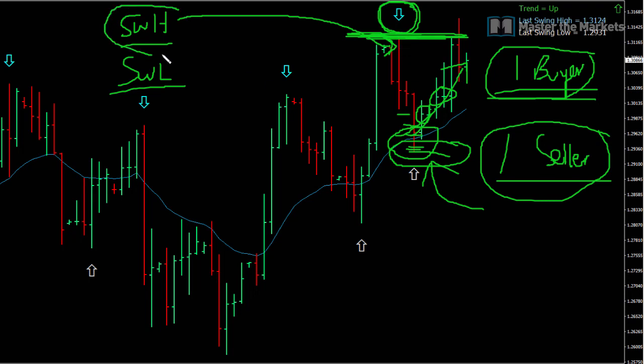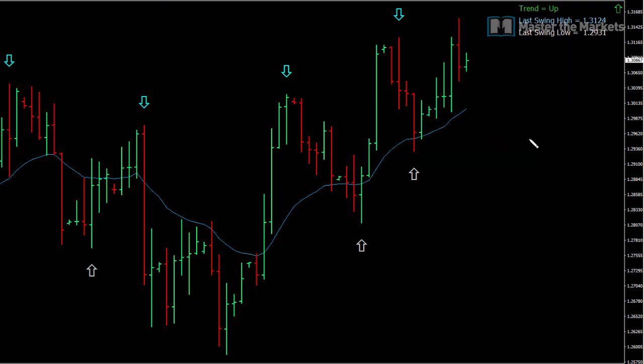So you can see it either way. I usually prefer, in my own opinion, to look at this particular point which Mark Douglas said about one buyer or one seller existing. So that is a definition of swing high and swing lows. Now, what is then the concept?